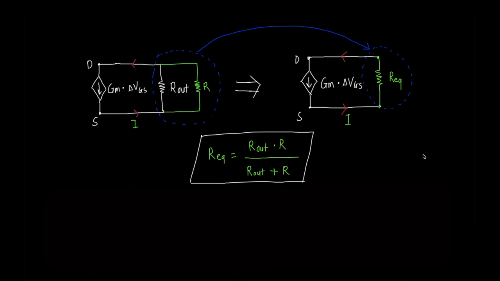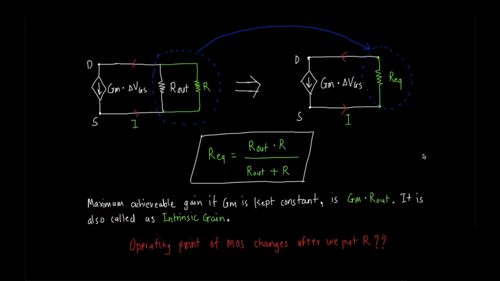Notice that we are trading our absolute value of gain with having control over the gain. How? Let's say that we had Rout of 100 kilo ohms. Any resistor you put parallel with Rout will take some current from Rout. This sure will reduce your gain. So keeping the value of Gm constant for our analysis, maximum gain you can get is only when you don't put any external resistance at the output. This Gm times Rout gain is also called as intrinsic gain of MOS. Advantage you get when you put R is control over gain, because now you can change the value of R and change the gain. This is the trade-off we have to deal with.